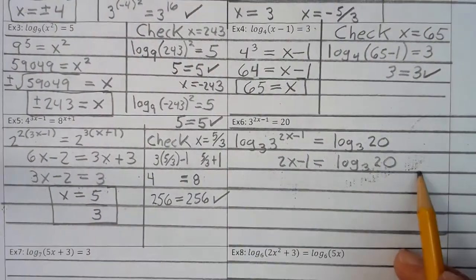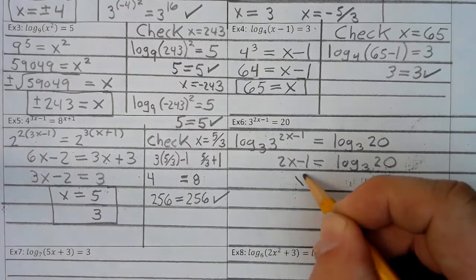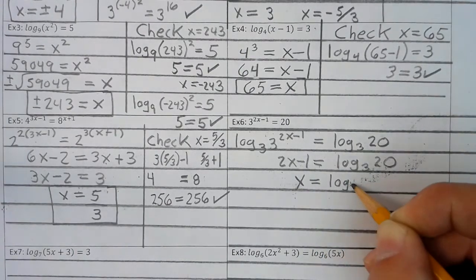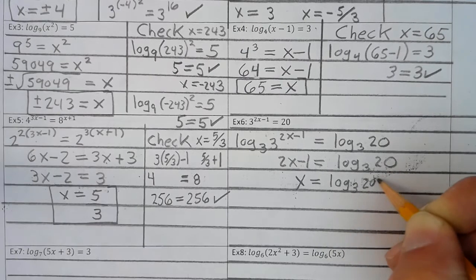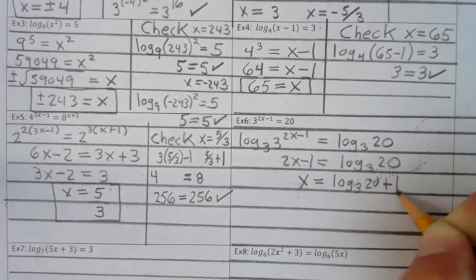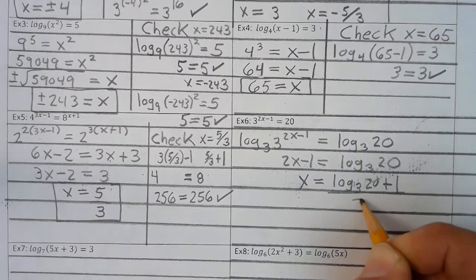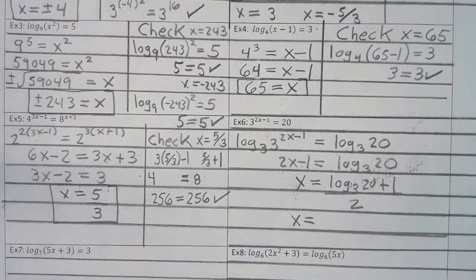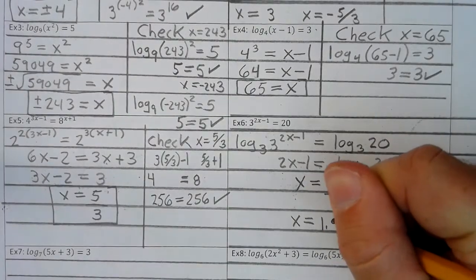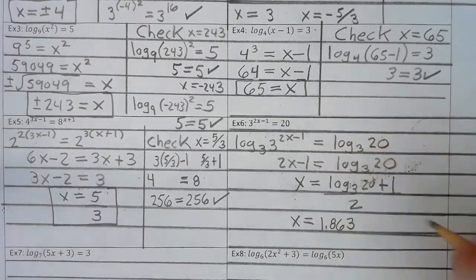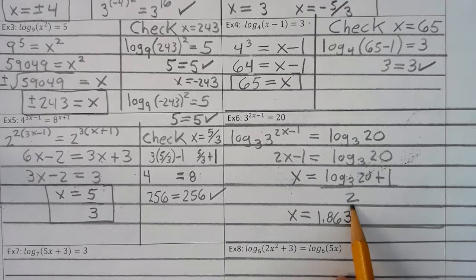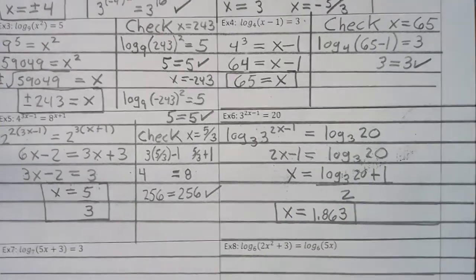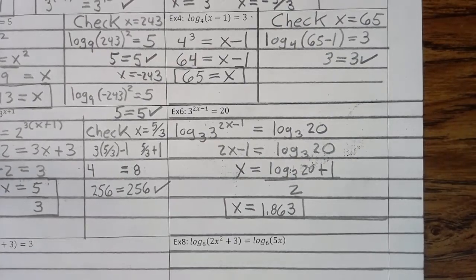Now you add 1 divided by 2, so x equals log base 3 of 20 plus 1 divided by 2. So x equals 1.863. All right, so let's check.